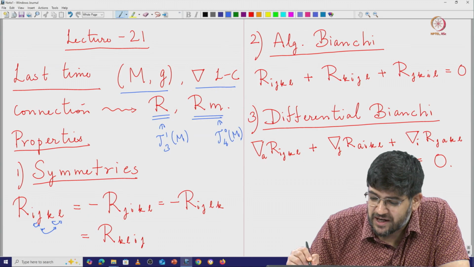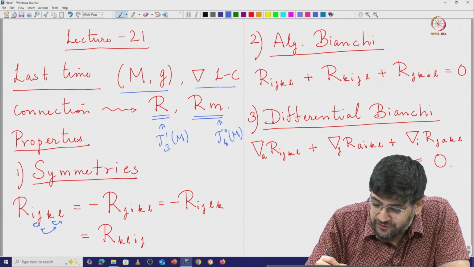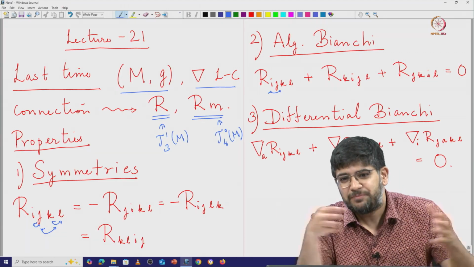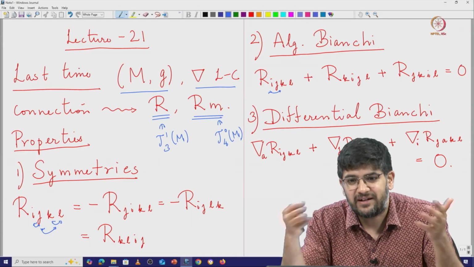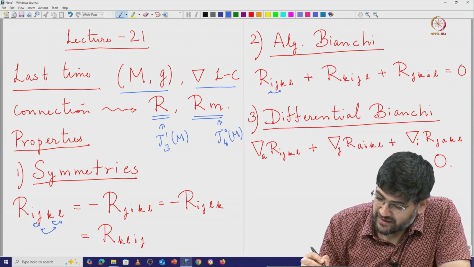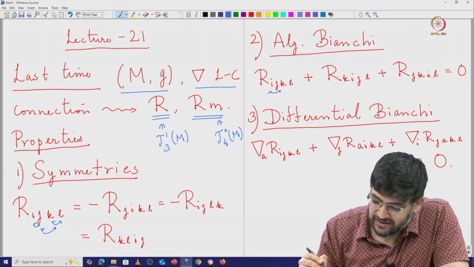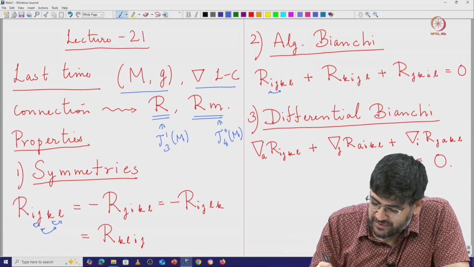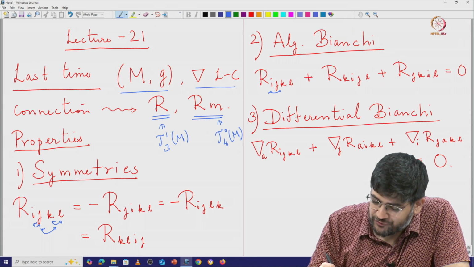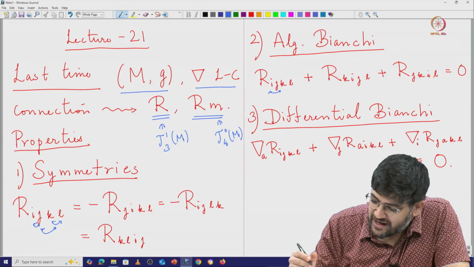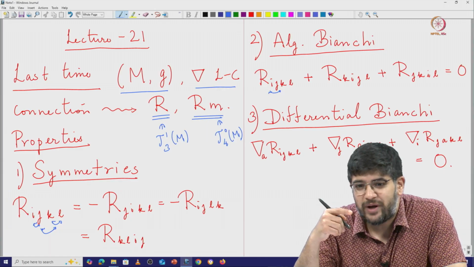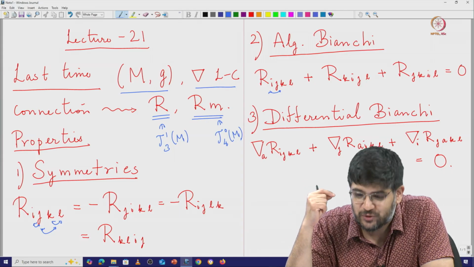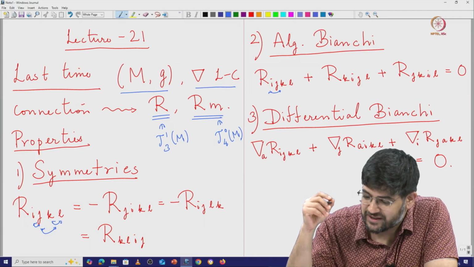And then we had the algebraic Bianchi identity, which basically says that if you look at the first three indices and cycle through them and add up the resulting components of your curvature tensor, then that gives you 0. And finally we talked about the differential Bianchi identity, which said that if you take the covariant derivative of your curvature tensor in the a direction and then again cycle through a and the first two indices of your curvature tensor, add all of those up, you will still get 0, right. So this is the so called differential Bianchi identity.